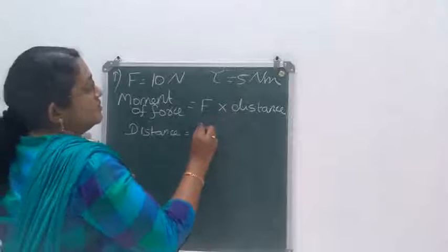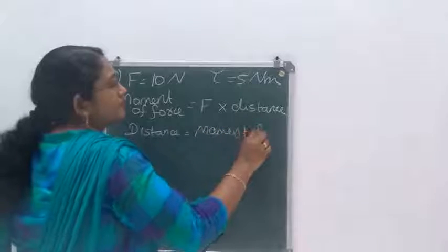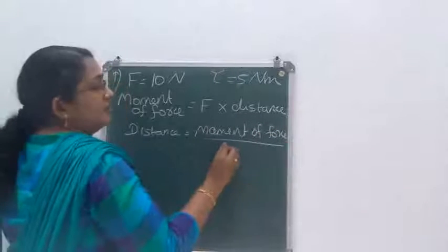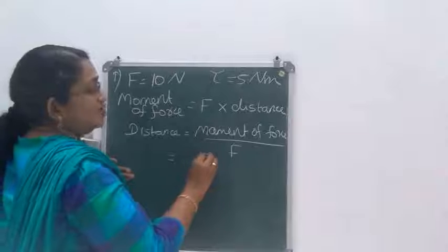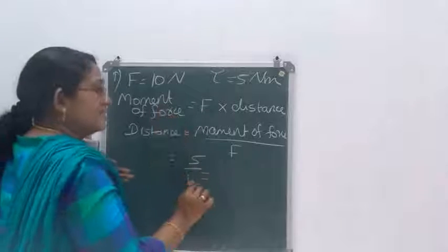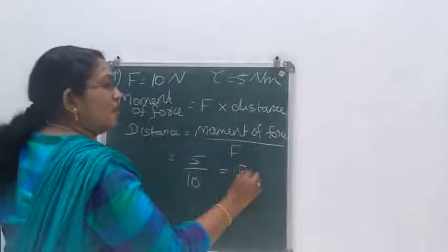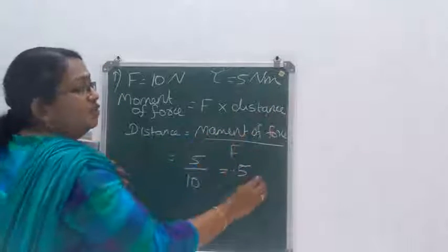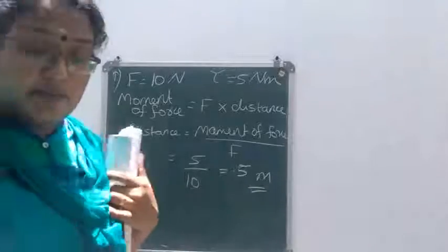So, distance is equal to moment of force divided by force. How much is our moment of force? Moment of force is 5. Force is 10. 5 divided by 10, which is equal to 0.5. Then it is distance. Here it is in Newton meter. So the answer will be 0.5 meter.